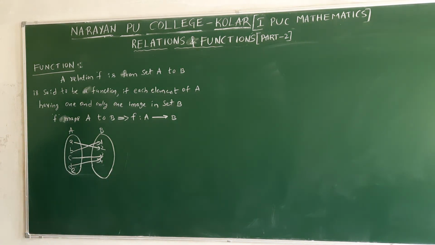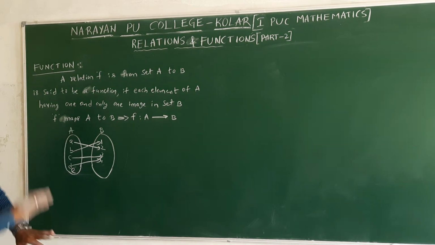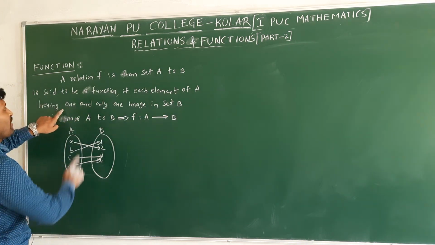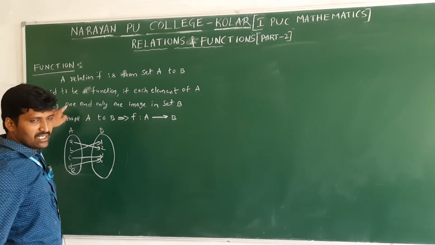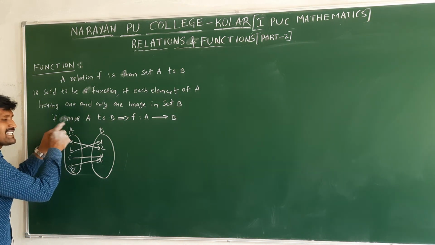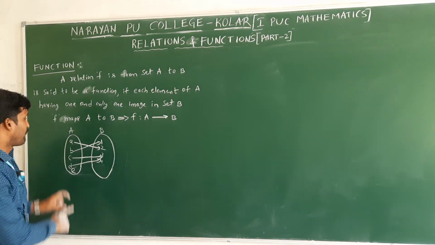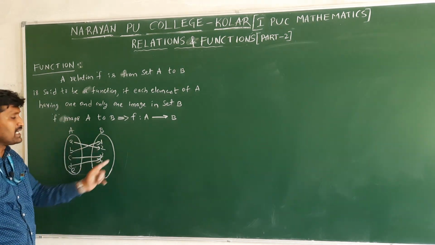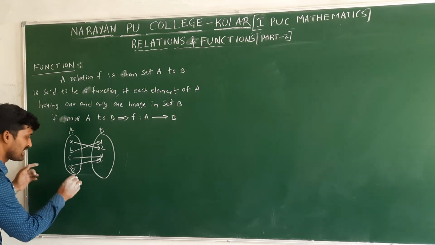Only E is left. Here E does not have any image in B. Then it is not a function. Reason? Each element of A must have one and only one image in set B. If any element is left in set A, that is not a function. Every element must be mapped to one element in set B. Here E is not, but it is a relation.